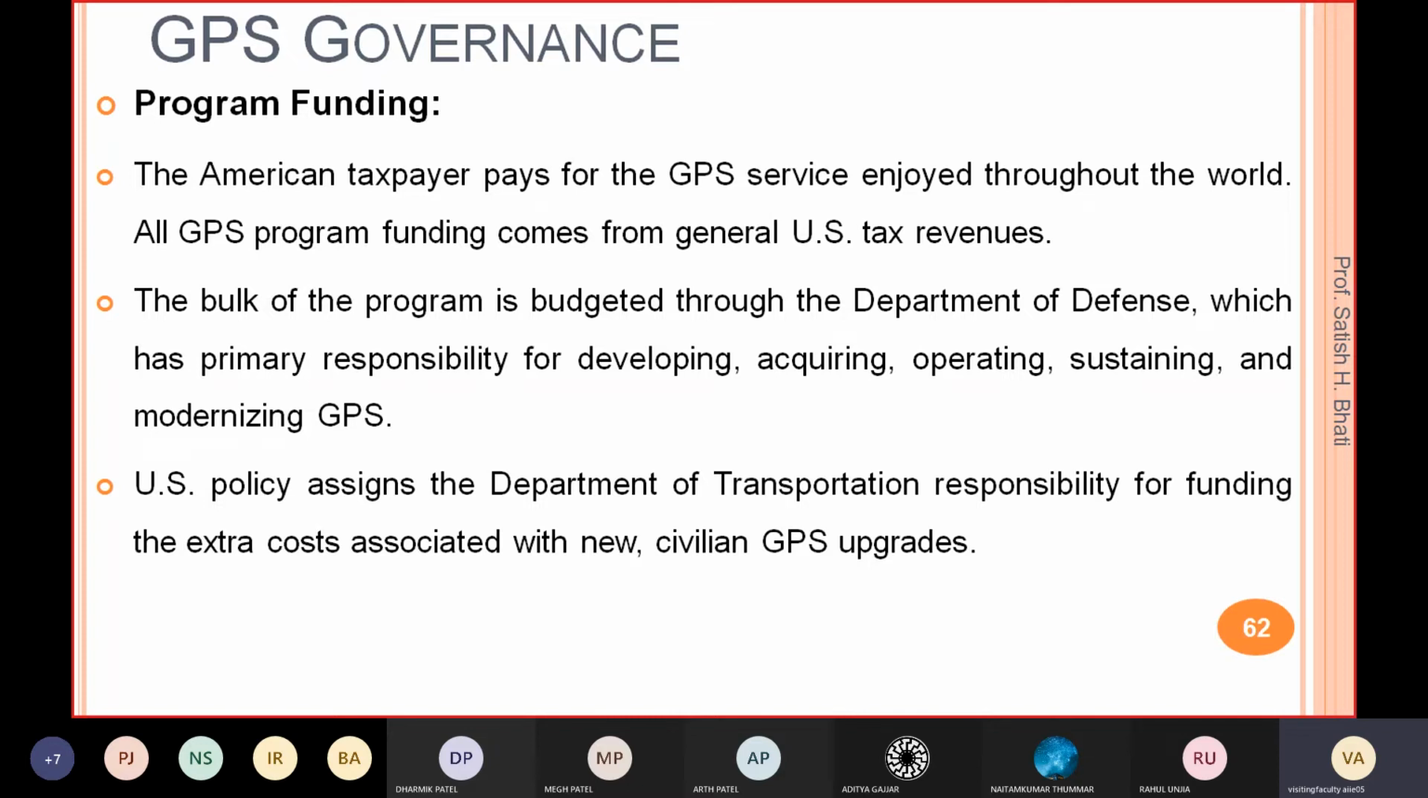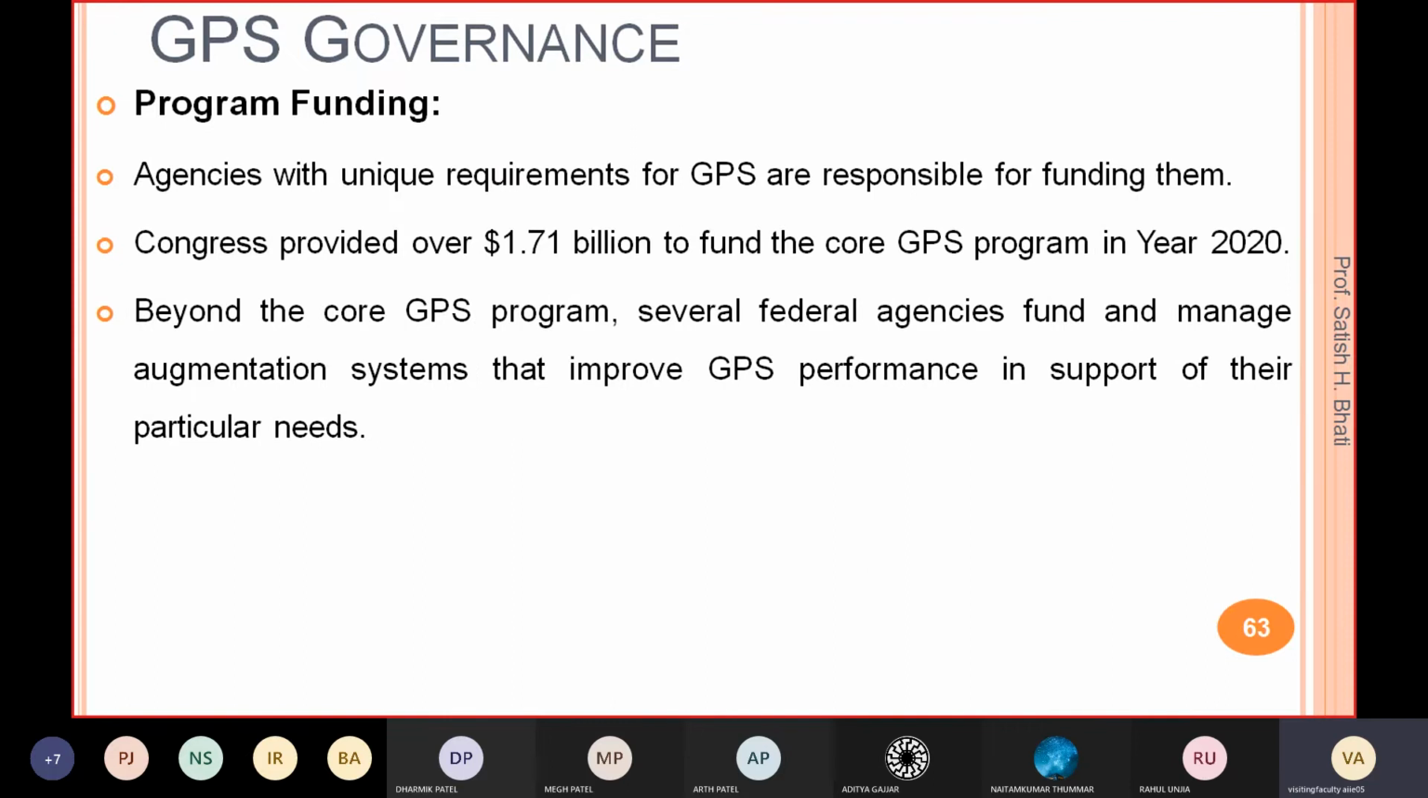Then the Department of Transportation, right? The U.S. policy assigns the Department of Transportation responsibility for funding the extra cost associated with the new civilian GPS upgrades, right? So the Department of Transportation also provides the fund. Agencies which have unique requirements for the GPS are responsible for funding them, right? So some company, right, if they want some specific unique requirement, then they will provide the fund for that.